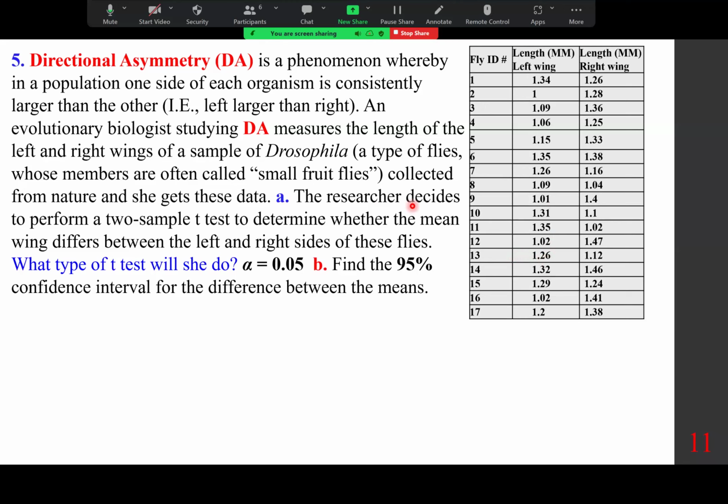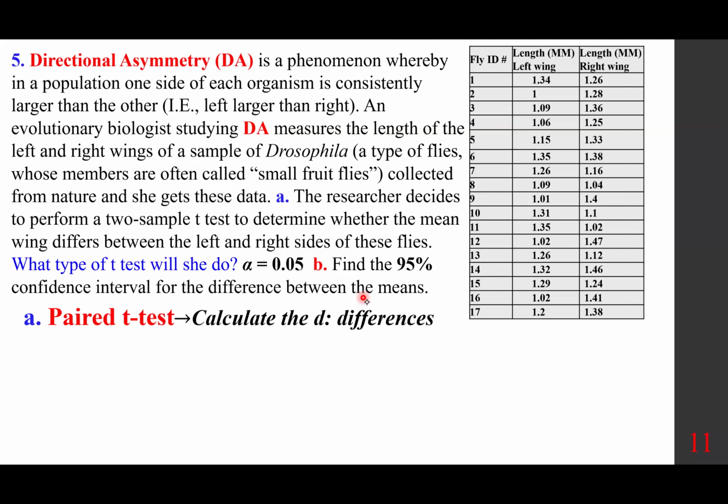Part A, the researcher decides to perform a two-sample t-test to determine whether the mean wing length differs between the left and right sides of these flies. What type of t-test will she do? Where alpha is 0.05. And part B, find the 95% confidence interval for the difference between the means. Obviously, we do the paired t-test. That means we calculate the D difference.